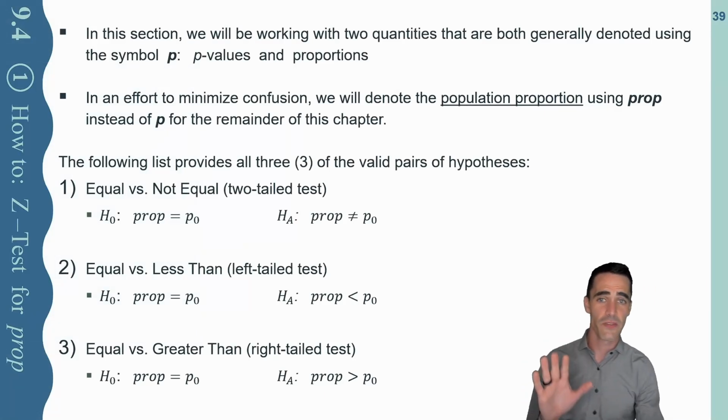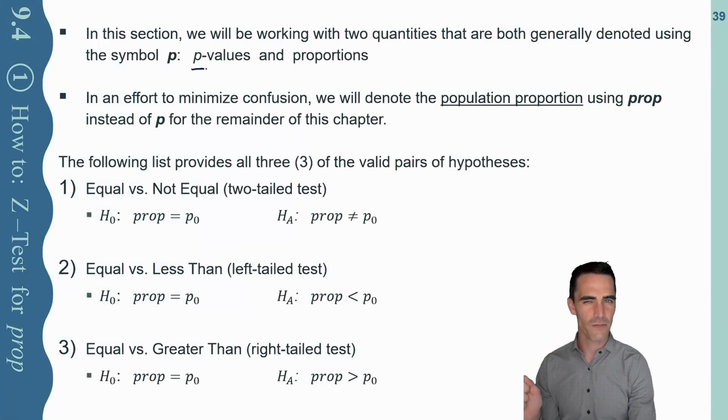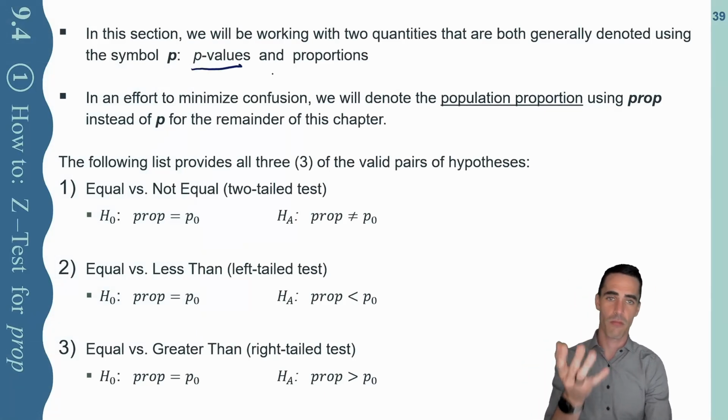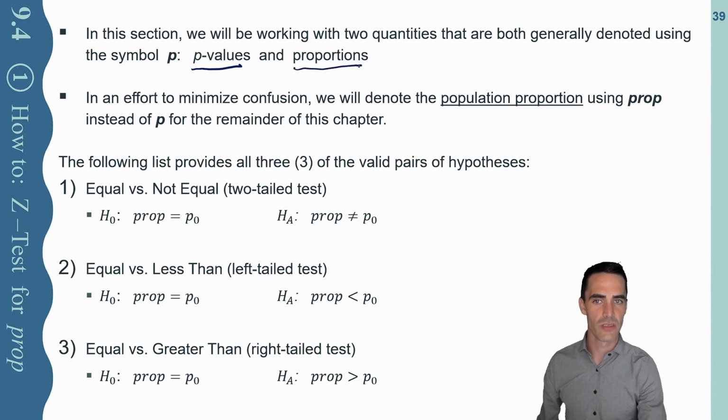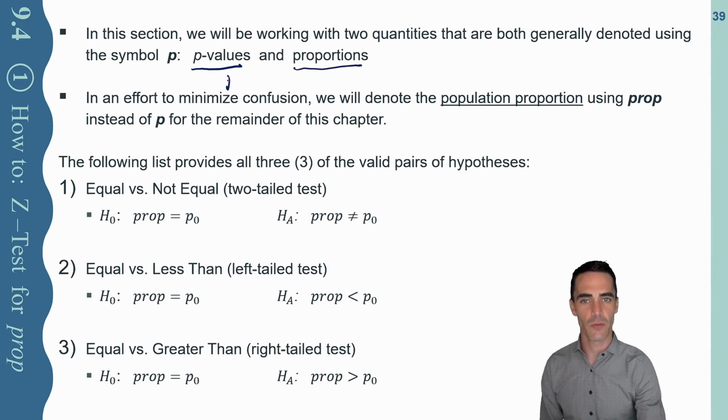So in this section, we're specifically going to be talking about proportions, but it gets confusing because we have p-values, that's our probability, and then we have proportions. So oftentimes you'll see p-value sometimes written as just p is equal to for the p-value, and for population proportion, instead of writing p, either we'll write prop or we'll write capital P.